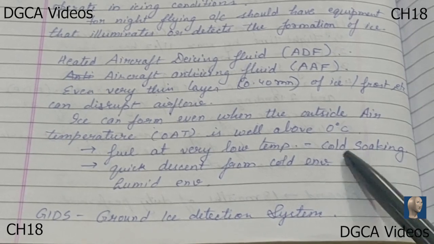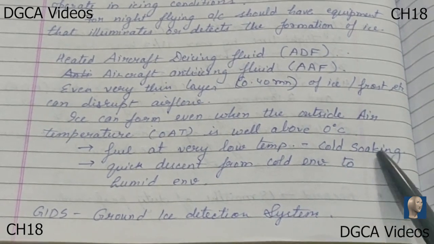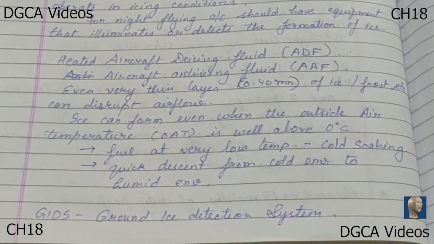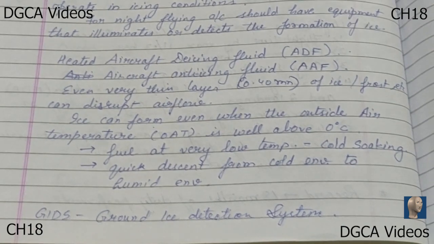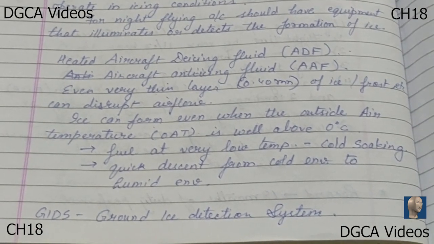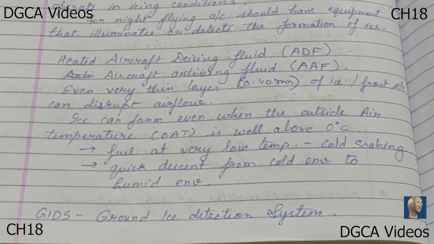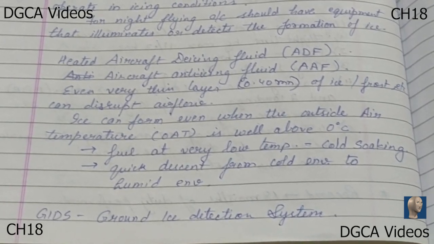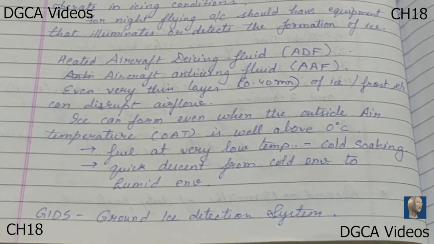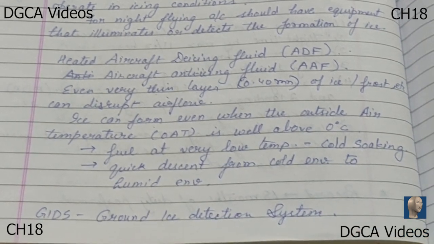This is also known as cold soaking. So if they ask you in a question what is cold soaking, this is what it is. And also ice can form if the aircraft is flying at a very high altitude where it is very cold, and eventually does a quick descent and comes to a comparatively humid environment, then also ice formation can take place.